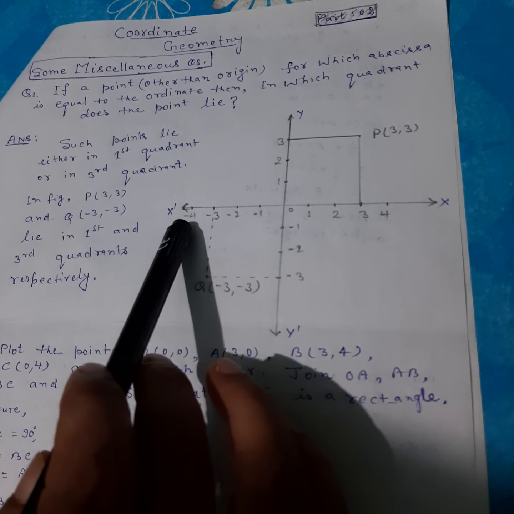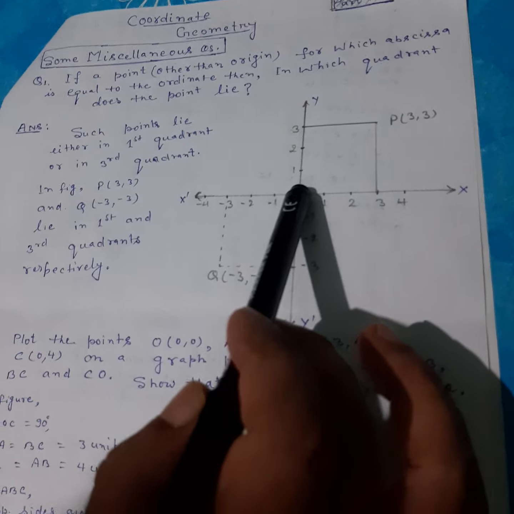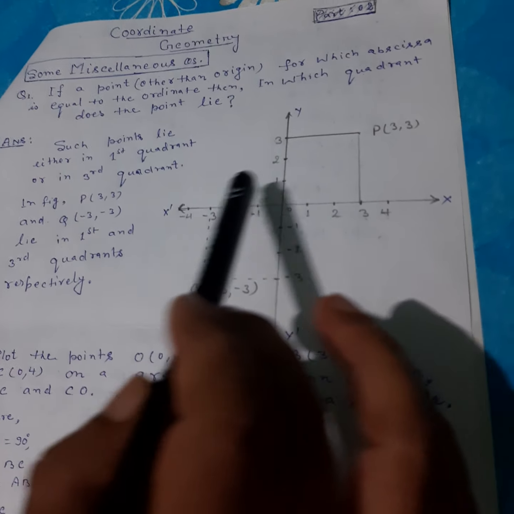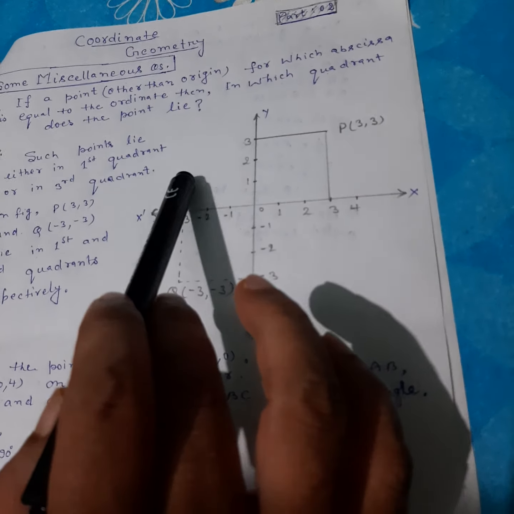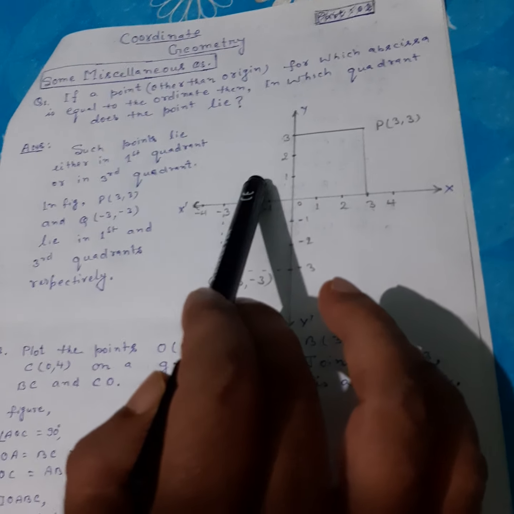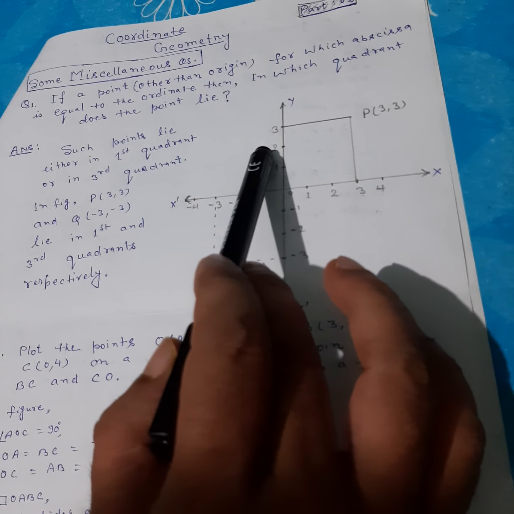But in the second quadrant, here we observe OX dash is negative, OY is positive. So there is no point in this quadrant where abscissa equals ordinate.